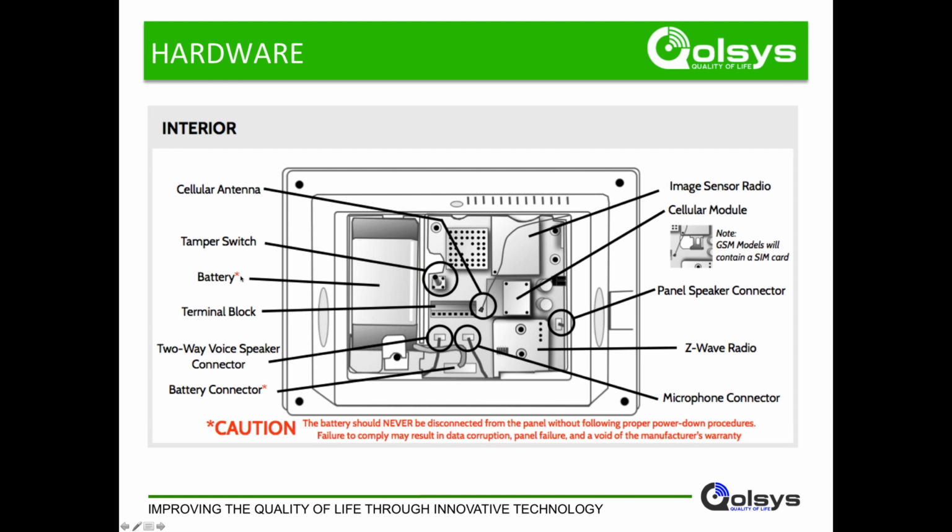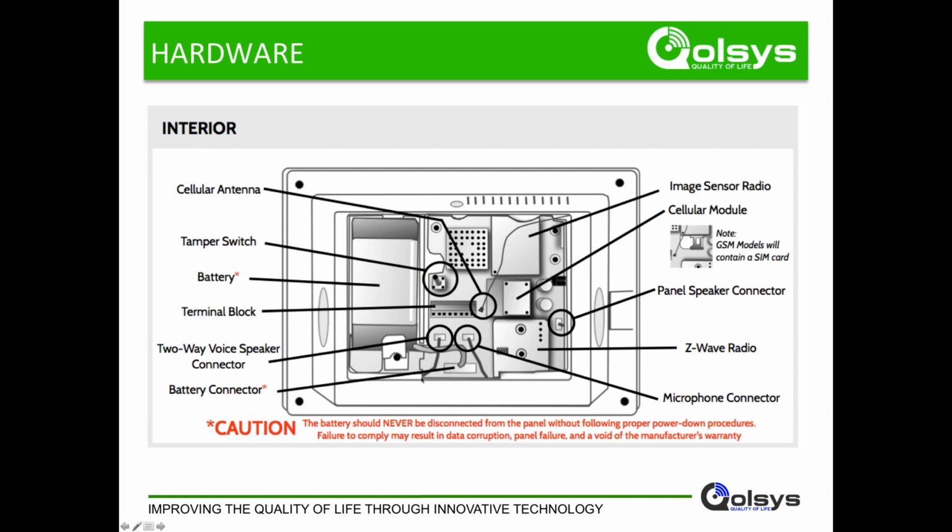Now there's a big red note on this screen here, and it says, "Caution, the battery should never be disconnected from the panel without following proper power down procedures. Failure to comply may result in data corruption, panel failure, or void of the manufacturer's warranty." Now that's a big red note, and it's scary, and we have a little asterisk here next to battery connector. We have an asterisk next to battery. If you ever open up one of our panels, we have this same warning right on the battery itself, and we even have a little flag, a little sticker on the battery cable that says essentially the same exact thing.